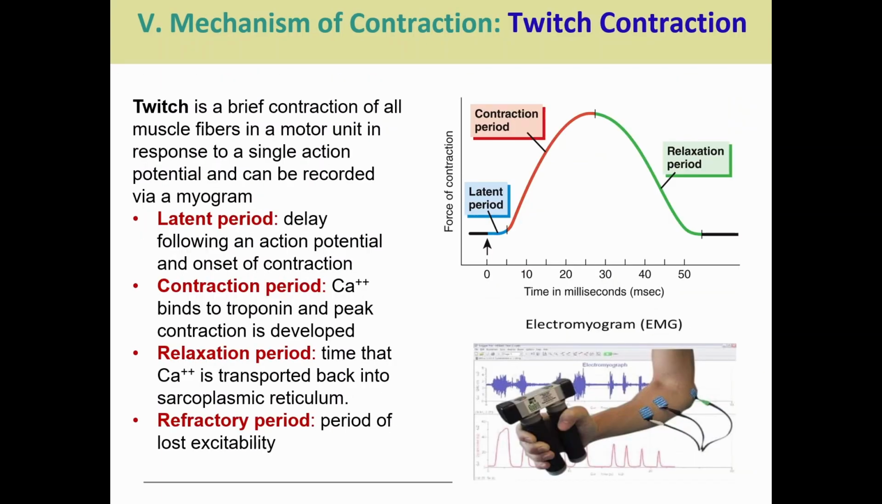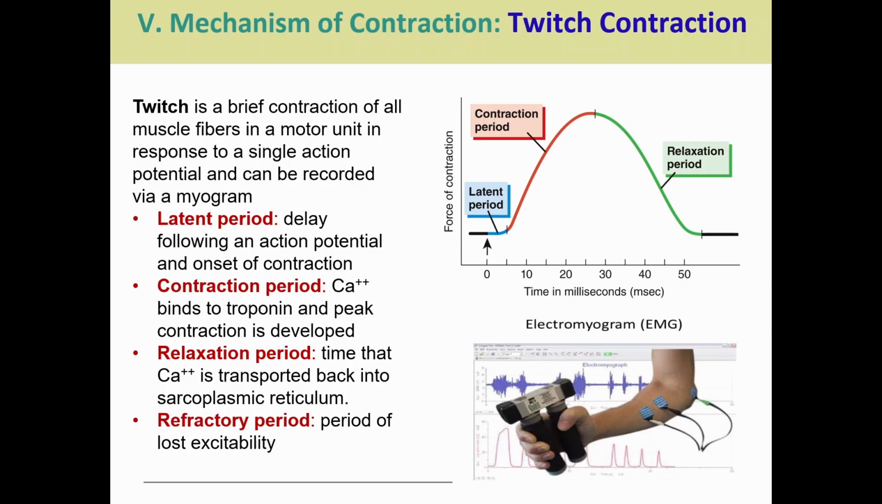And so here we get into twitch contraction. This is the very brief contraction in a motor unit when we respond to a single action potential. So we're talking about a single action potential. What contraction do we see? Number one, there's a latent period. The action potential and the contraction do not happen exactly at the same time. We need time to respond. So the action potential occurs, and then we have a slight pause before the contraction of the muscle actually happens. That pause is called the latent period.